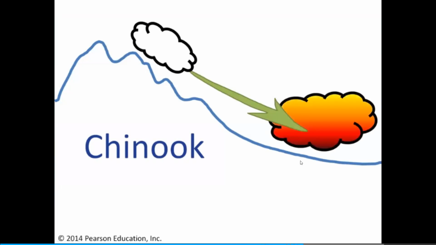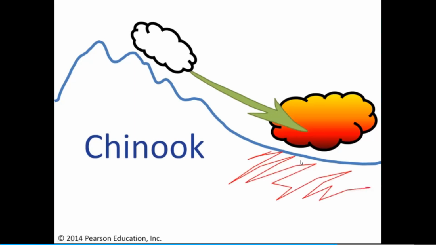Because it warms up adiabatically, I've shown it very dramatically here with these angry red colors, but it can warm up by a few degrees, and if that few degrees is enough to cross the threshold between freezing and not freezing, it can encourage the melting of a lot of snow in these regions. So Chinooks are very famous as melters of snow.